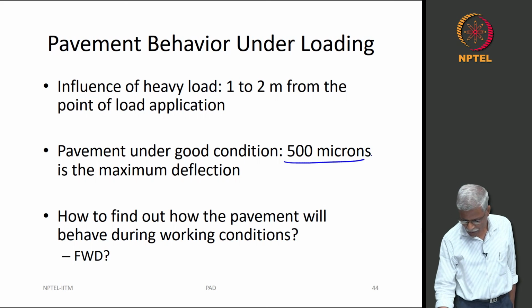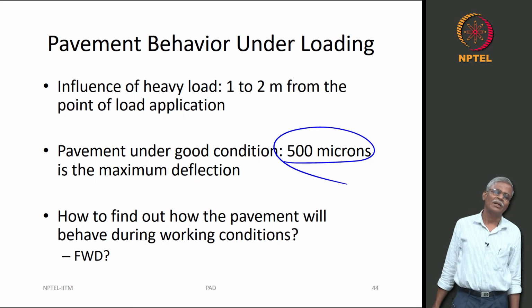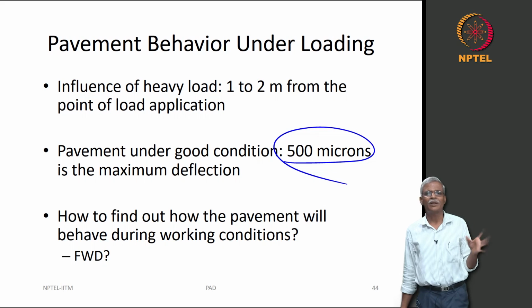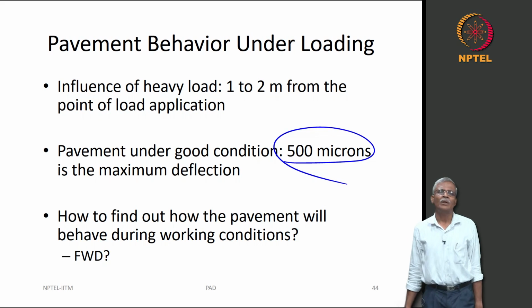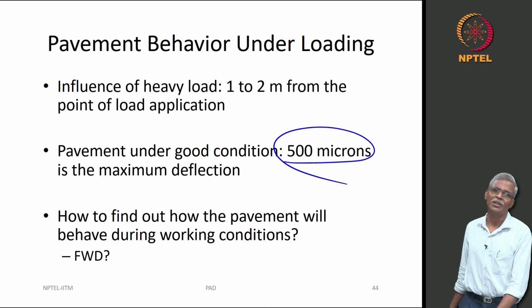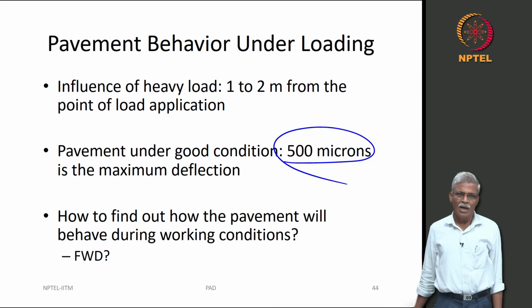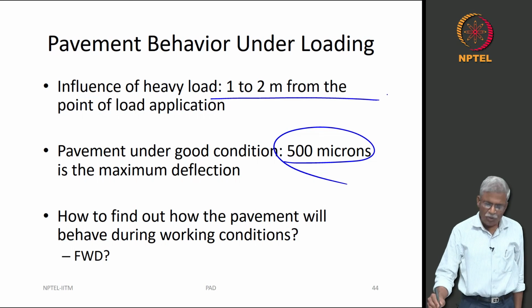So, you are going to see that they basically give you a prescription that if the deformation is of the order of 500 microstrain, for a pavement under good condition, this is the maximum deflection. So, this will be an interesting point for us to even study, like what is the deformation that you are seeing here, and it is also very interesting.